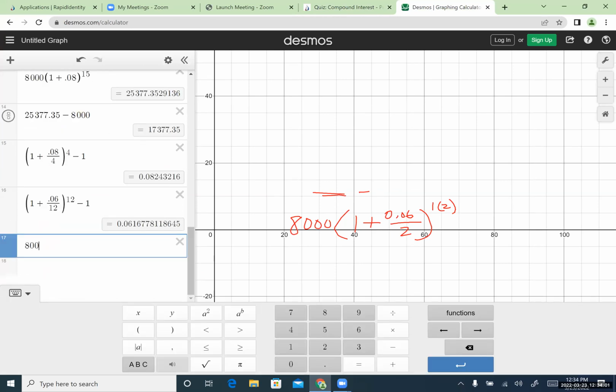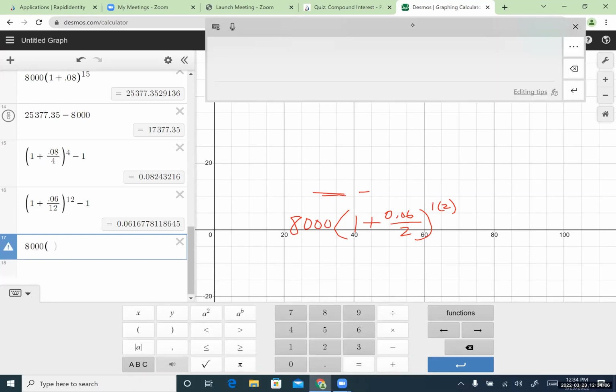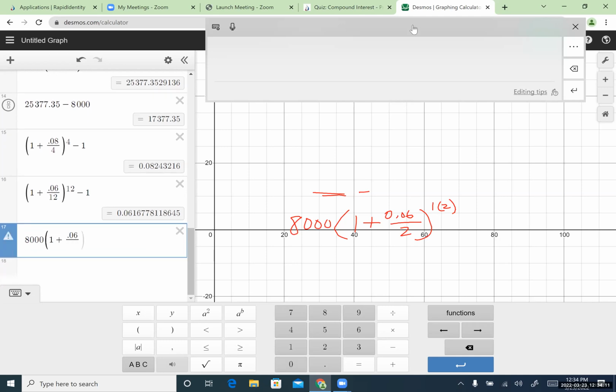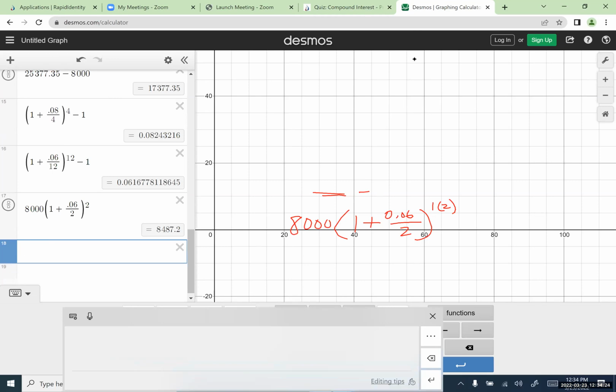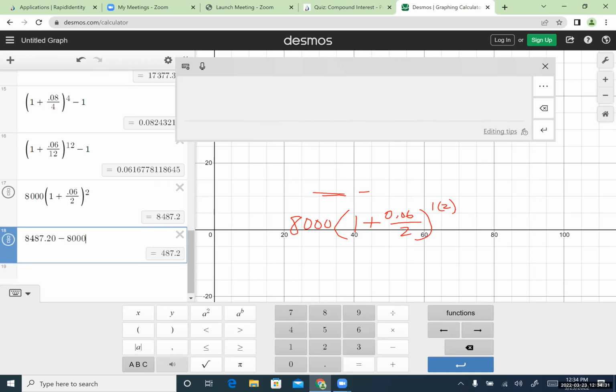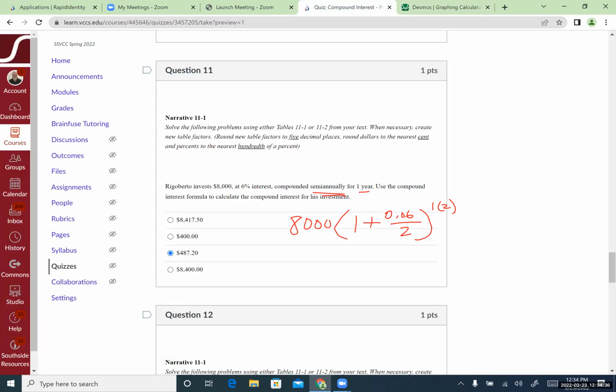So we have 8,000 times 1 plus 0.06 divided by 2. All that's raised to the 1 times 2, to the second power. 8,487.20. 487.20, and the initial investment was 8,000. So 487.20 is the interest. There it is right there.